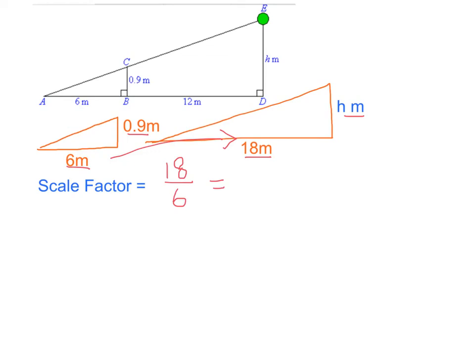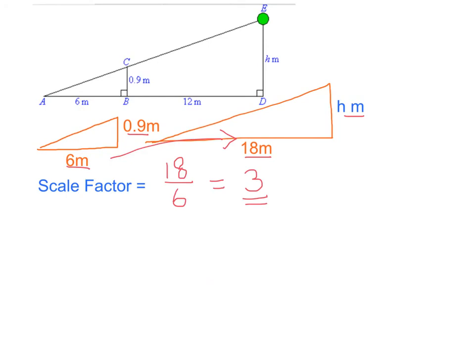Remember, all we do is we make a fraction between our two corresponding sides, and if it's getting bigger, then we put the big number on the top. If it's getting smaller, as you've seen in the last example, then we put the smaller number on the top. So in this case, it's an enlargement, so we're getting bigger, so the big number goes on the top. So that's 18 over 6, which is 3. Okay, so it's a nice simple scale factor this time. So I hope you can all see that 6 to 18, that's an enlargement of 3 times, so it's 3 times as big, so we need to do the same to the 0.9.